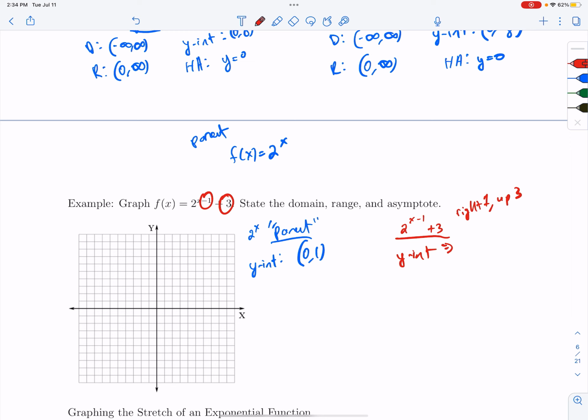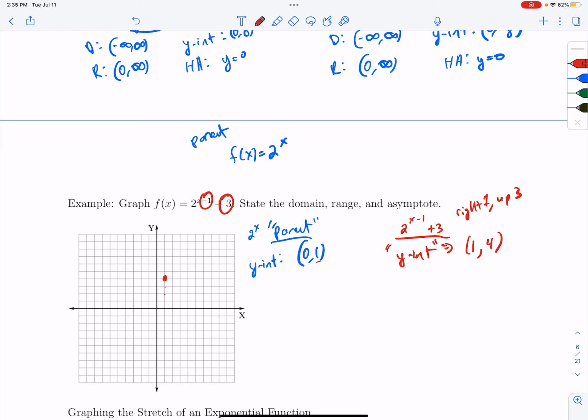To find the y-intercept, right 1 is going to change the x-coordinate. So now I'm going to have a 1 for the x-coordinate. And then up 3, if I'm starting at 1, is going to be 4. So my previous y-intercept, that point (0, 1), is now shifted to (1, 4). So I know that we are going through that point (1, 4). I'm calling it y-intercept in quotes because it's not actually the y-intercept for this function. Okay, so that gets us one of the key points.